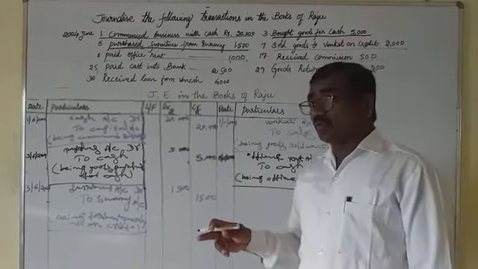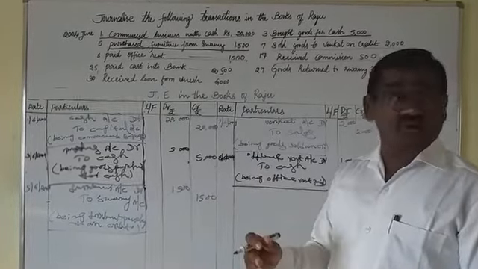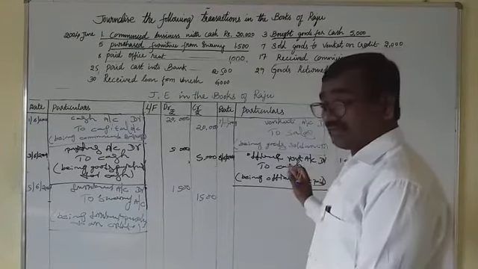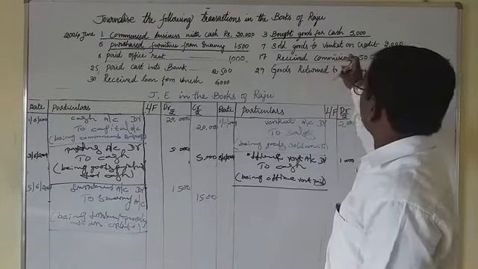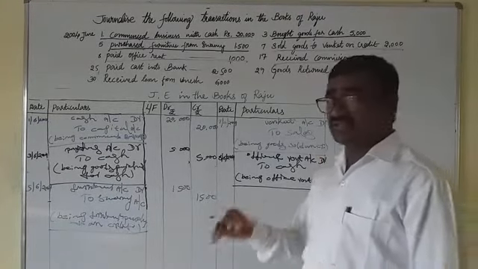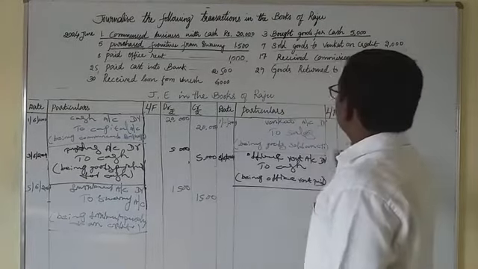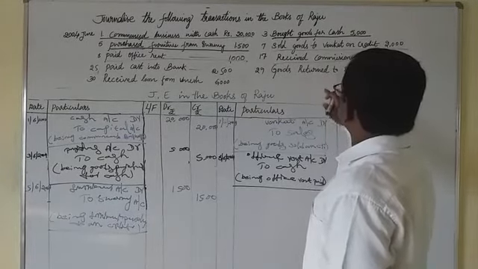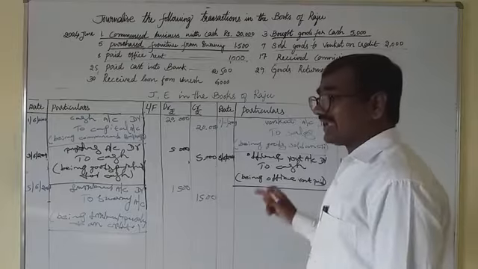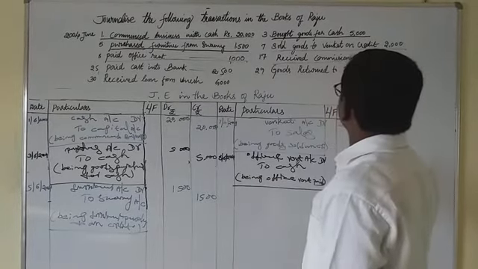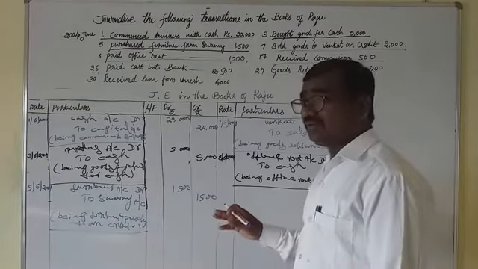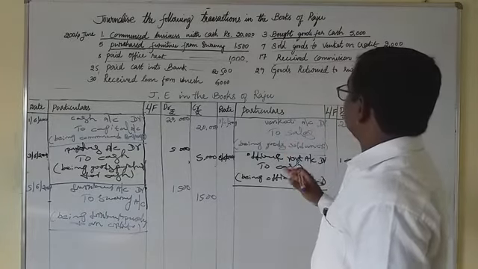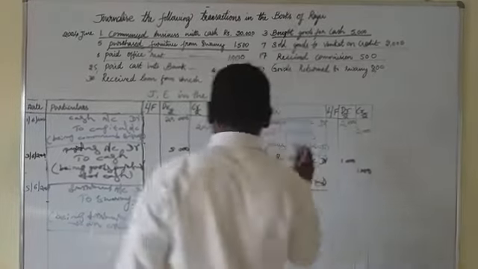According to real account rules, debit what comes in, credit what goes out. Cash comes in. In this transaction, cash account debit, commission received account credit.